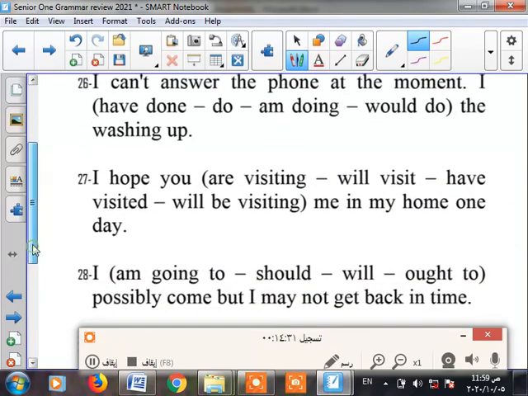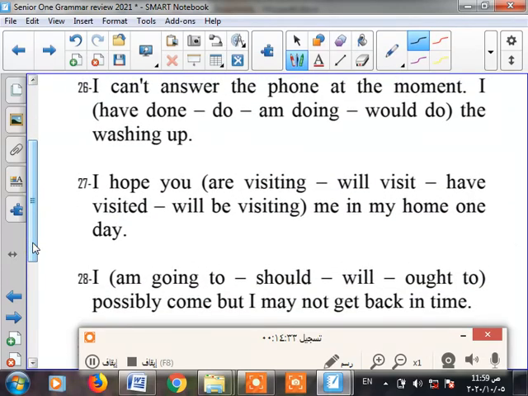26. I can't answer the phone at the moment. I am doing the washing up. Okay. So in that sentence, I am doing something and another thing happened at the same time, but I can't do it because I am doing something else. I am in the middle of the action. So I am going to use the present continuous. I can't answer the phone at the moment, and draw a circle around at the moment. Okay, so I am doing the washing up.